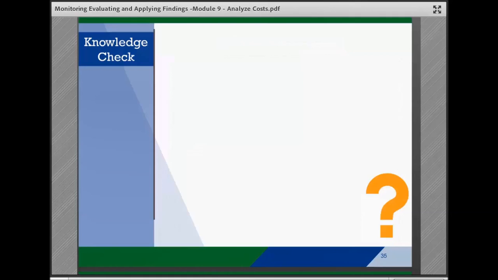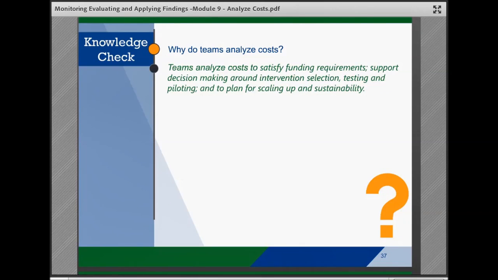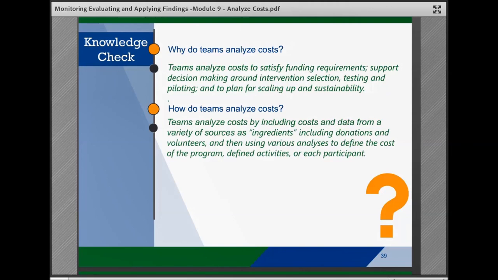Let's take a moment to check in on what you've learned about analyzing costs. Why do teams analyze costs? To satisfy funding requirements, support decision-making around intervention selection, testing, and piloting, and to plan for scaling up and sustainability. How do teams analyze costs? Teams should include costs and data from a variety of sources as ingredients, including donations and volunteers, and then use various analyses to define the cost of the program, defined activities, or each participant.